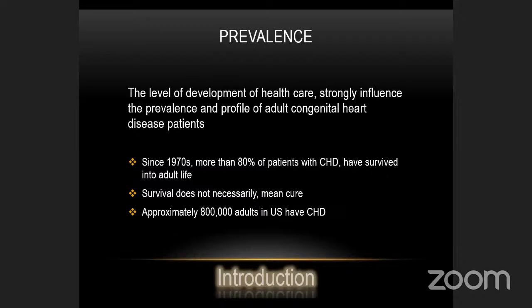The level of development of healthcare strongly influences the prevalence and profile of adult congenital heart disease patients. Since the 1970s, more than 80% of patients with congenital heart disease have survived into adult life. Survival does not necessarily mean cure, as a cure is usually best defined as the state that results when survival and quality of life are equal or indistinguishable from normal. Approximately 800,000 adults in the US have congenital heart disease.